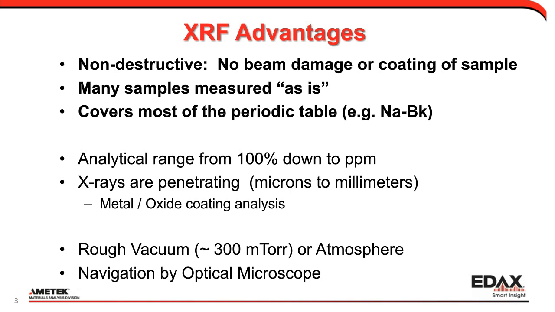The technique can be done in a rough vacuum, maybe down to 300 millitorr, or it can be done in atmosphere. The difference between these two is that it affects what range of light energy elements you can measure. So in vacuum, you might typically measure down to sodium. Also, this type of instrumentation has a video microscope, so navigation is done by the video microscope image.